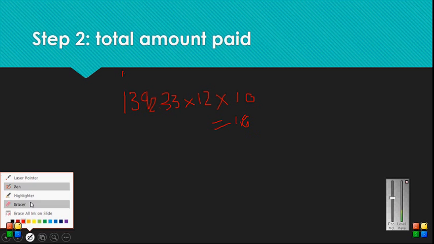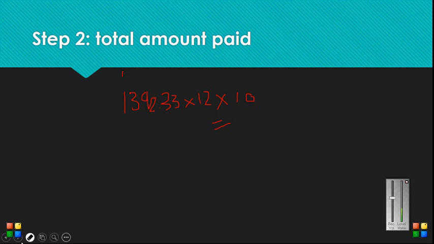Actually, let me just erase this here. So that would be $16,719.60. So the total amount that you would be paying for this loan is $16,719.60. Now note before that you're only borrowing $12,000, so you are paying quite a bit of interest for that.